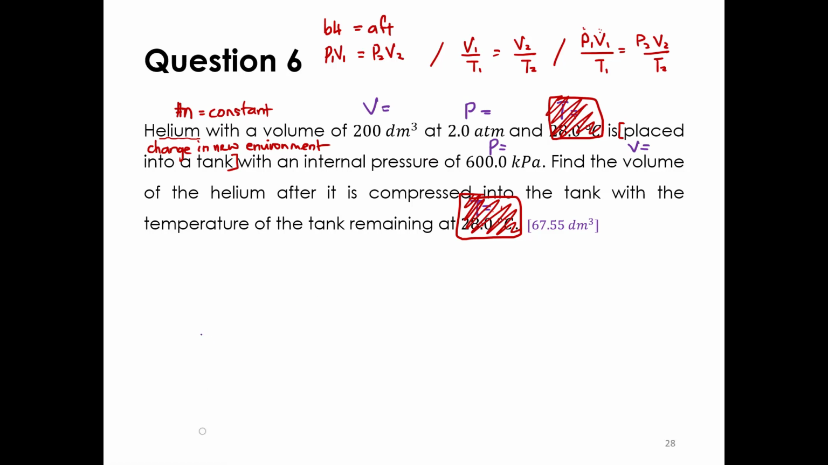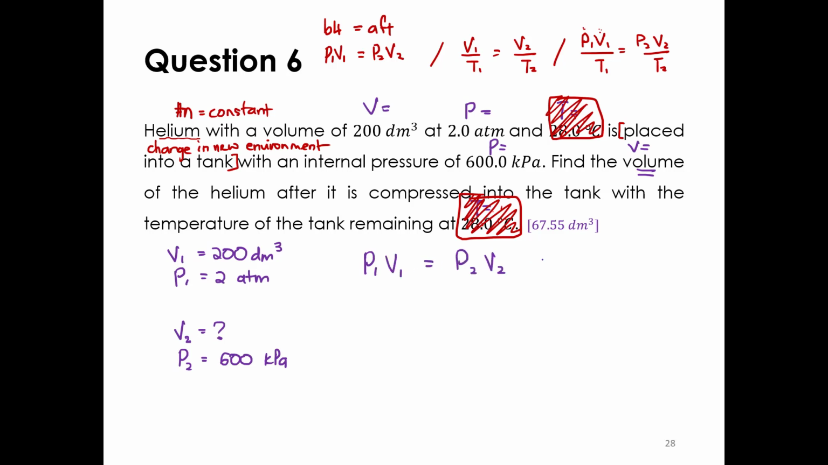So let's rewrite what we have. The initial volume is 200 decimeter cube. The initial pressure is 2 atm. The final volume I need to find. And the final pressure is given as 600 kilopascal. Since I only have P and V, I'm definitely going to use Boyle's law: P1V1 equals P2V2.